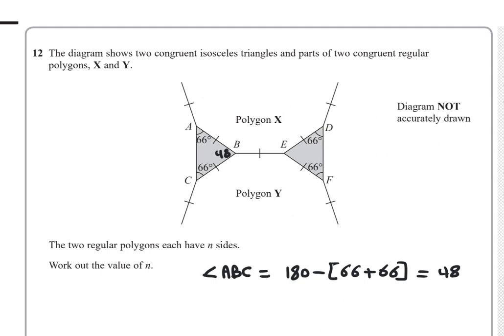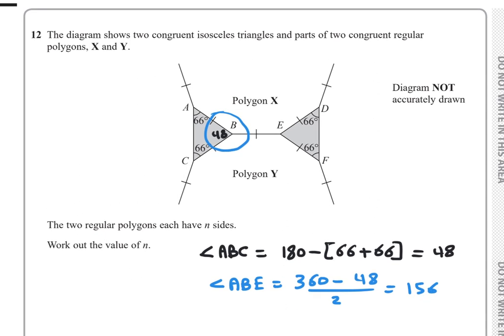Now we have a full turn, so we can find this angle or that one. From symmetry they are equal. So to find angle ABE, the interior angle for the regular polygon X, it equals 360 minus 48, divided by 2, which equals 156. So now the interior angle for polygon X or polygon Y is 156.